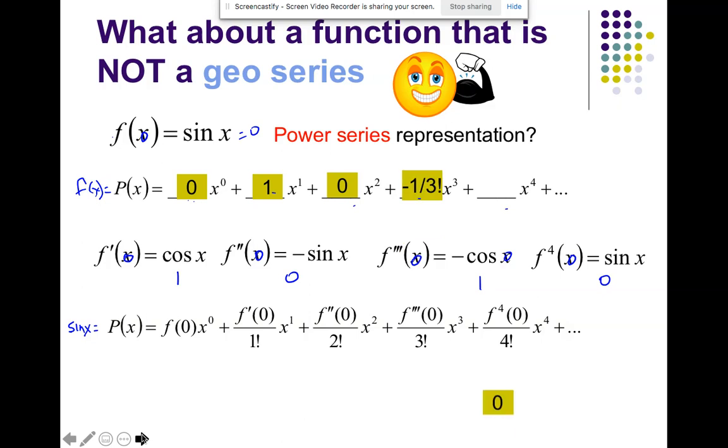These are not the actual coefficients, though. You have to take every derivative and original and divide it by the apropos factorial. I already put that there. I wish I hadn't.